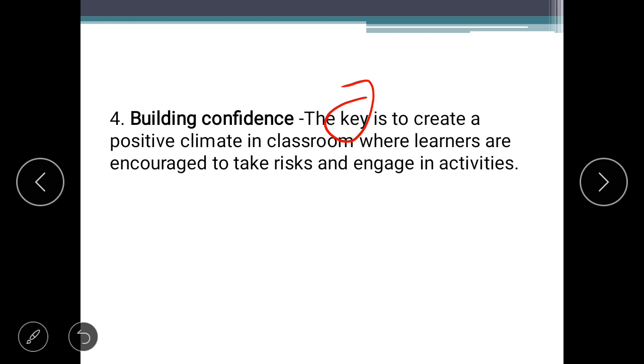So if a learner or an educator is confident enough, it will influence his learners to be confident as well and take risks and engage in different activities, because they are confident with themselves that they can answer the given question, and that they will understand the given topic given by the educator.